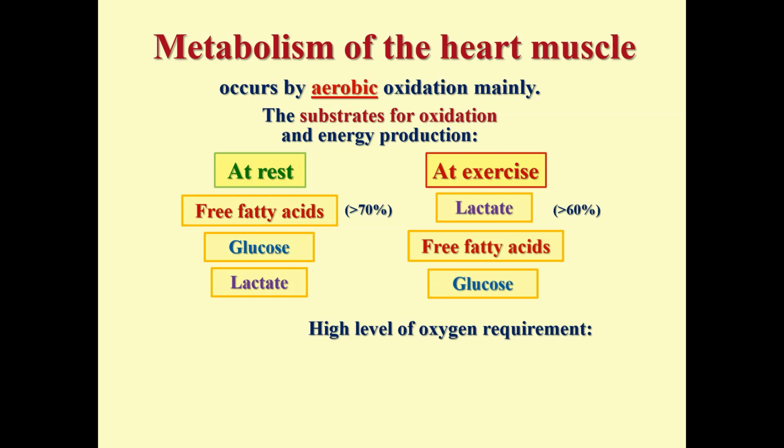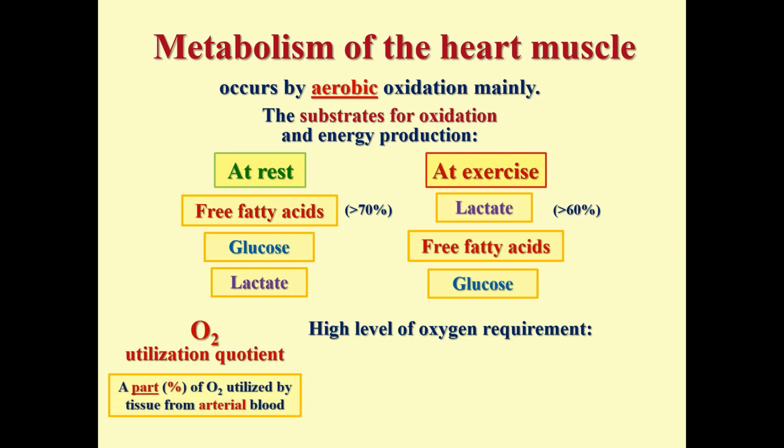And we can prove the high level of oxygen requirement by calculation of an important index. This index is called the oxygen utilization quotient. It's like a coefficient, but usually called a quotient. This is the percentage of oxygen that is utilized by tissue from the arterial blood. The content of oxygen in the arterial blood is taken as 100%, and each tissue takes a different percentage of this oxygen, and never 100. Basically, the whole body, taken as a whole, at rest takes about a quarter of this oxygen, about 25% on average.